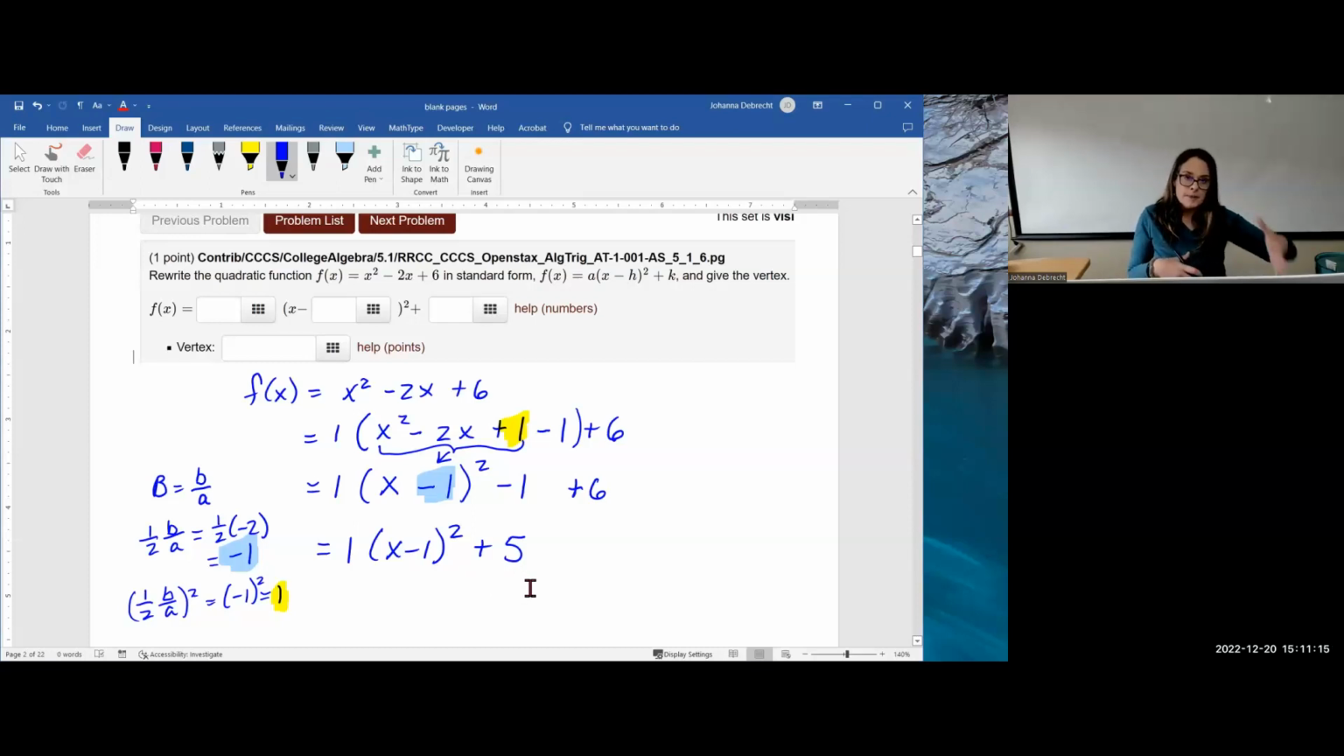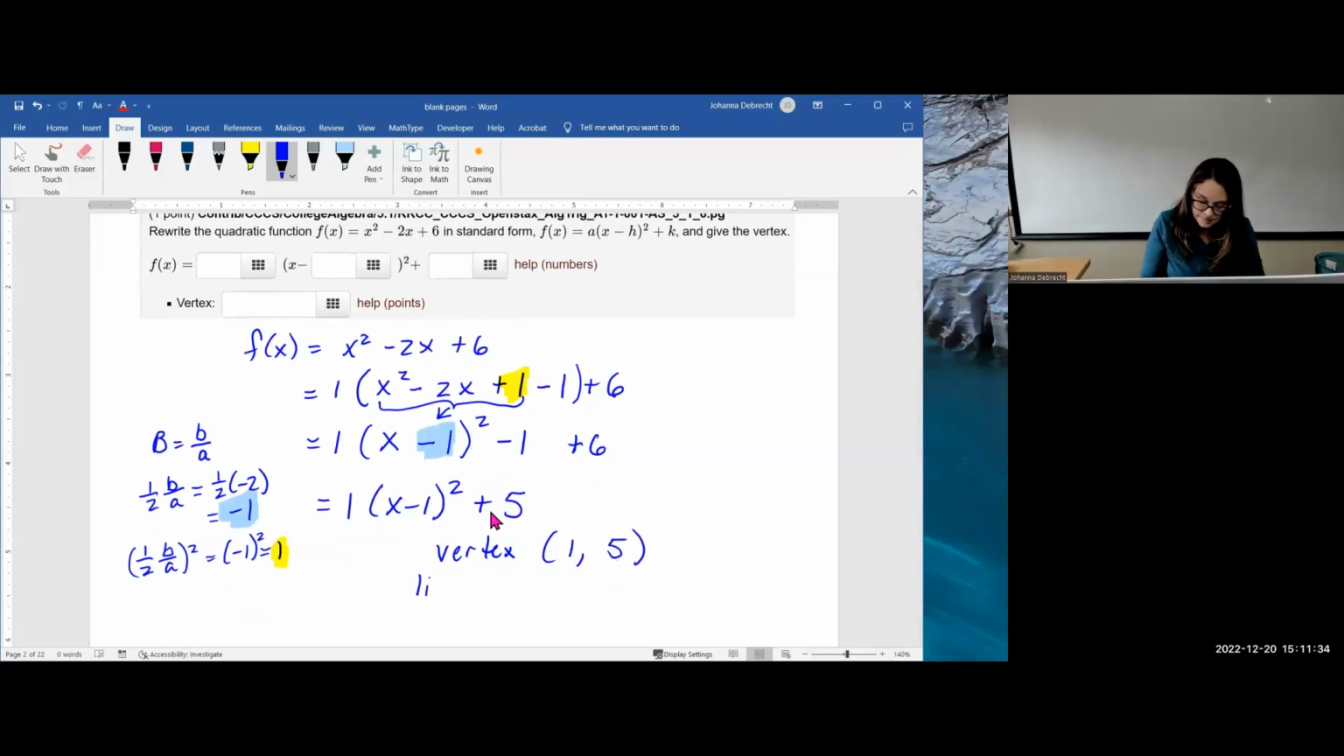Remember, it's always opposite next to x and the same as k because k is not sitting next to the y. That's why it's a plus and not a minus. So our vertex then becomes 1, 5. And our line of symmetry becomes x equals 1. Remember, that's a vertical line that goes through the vertex.